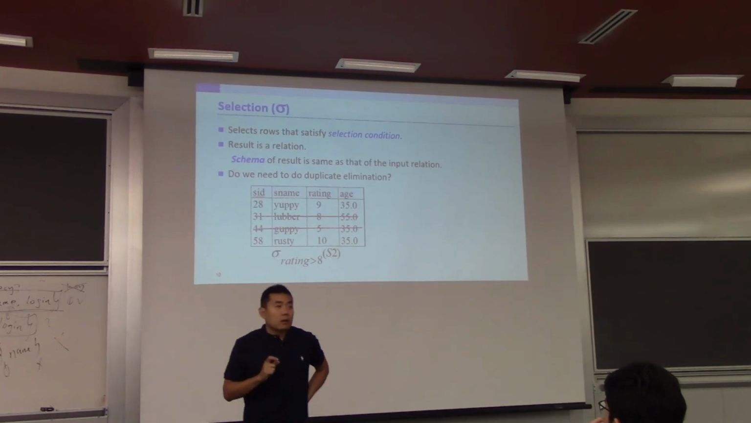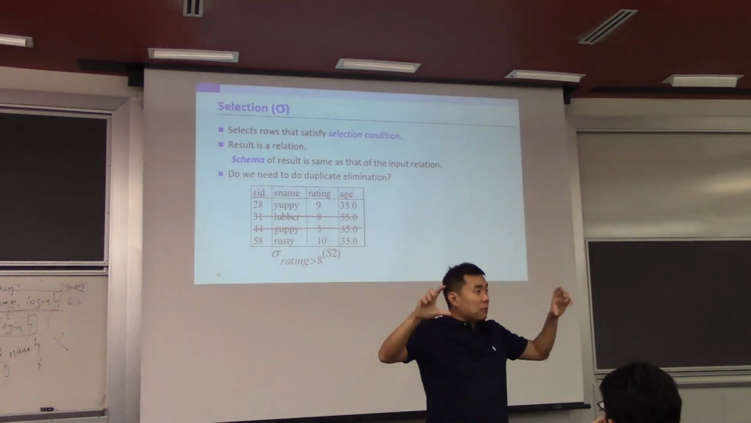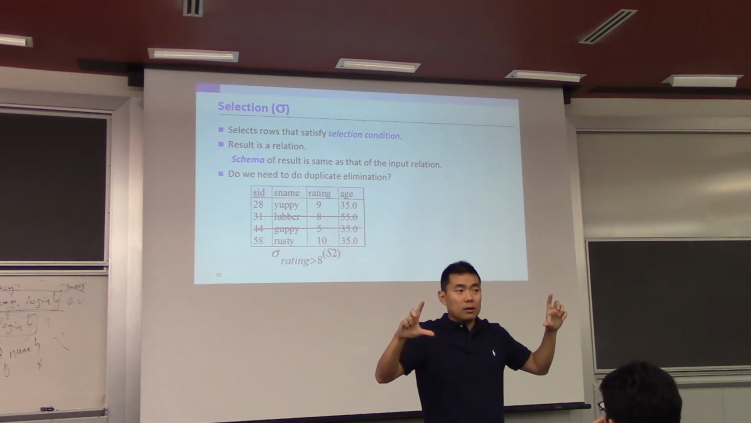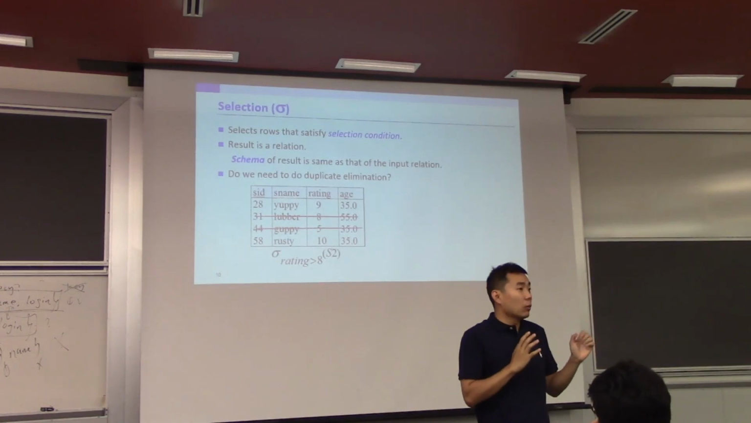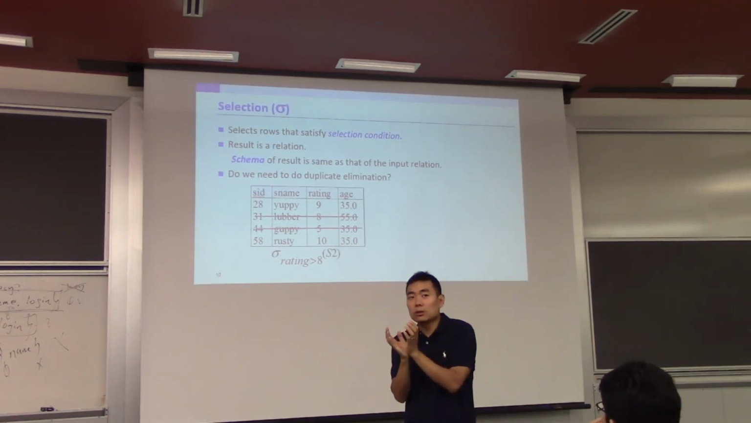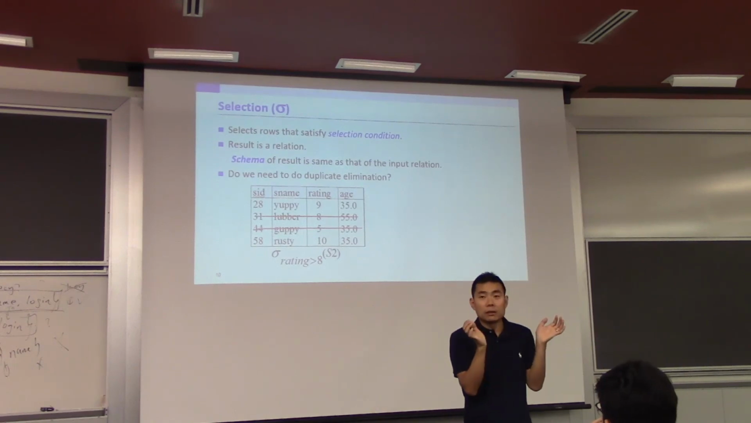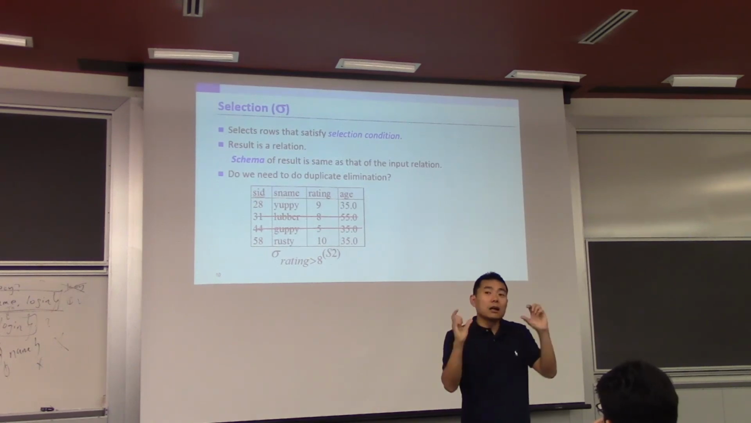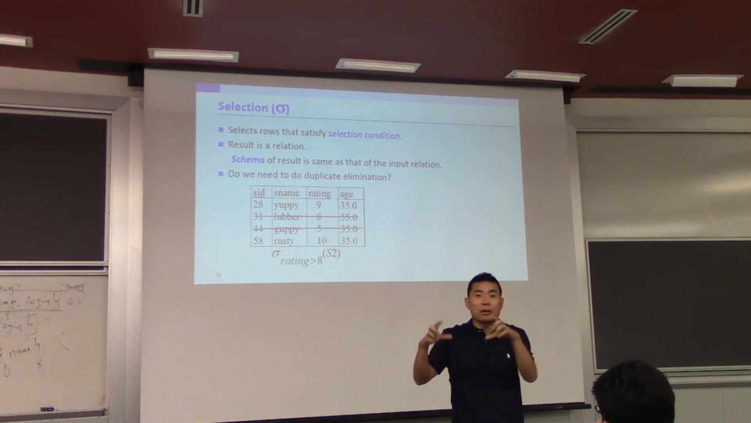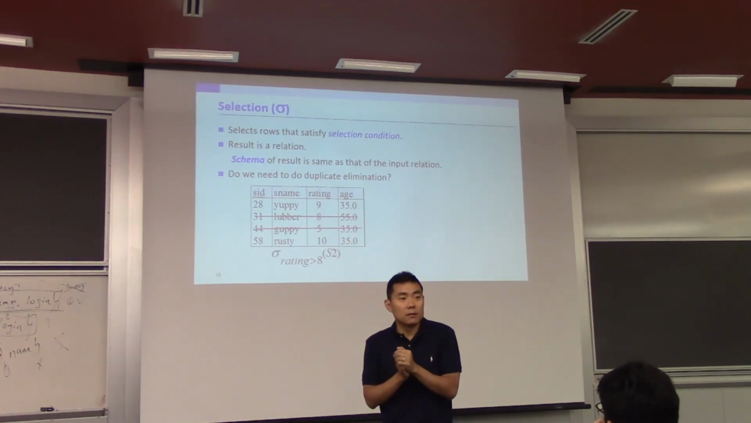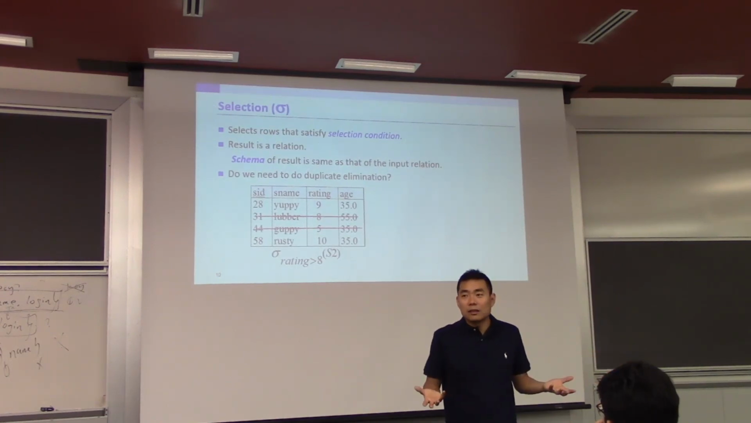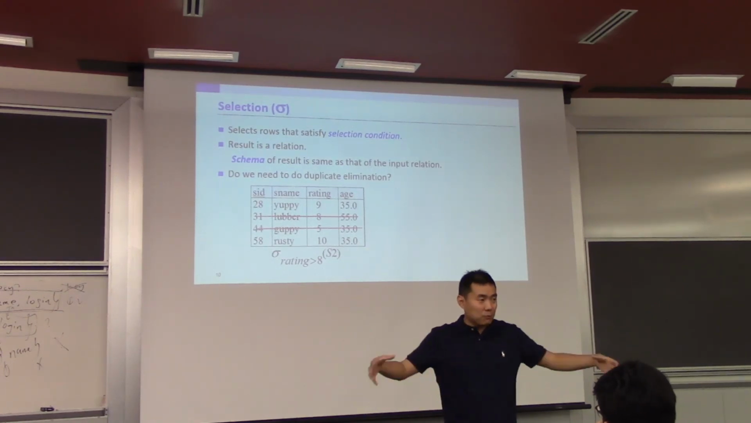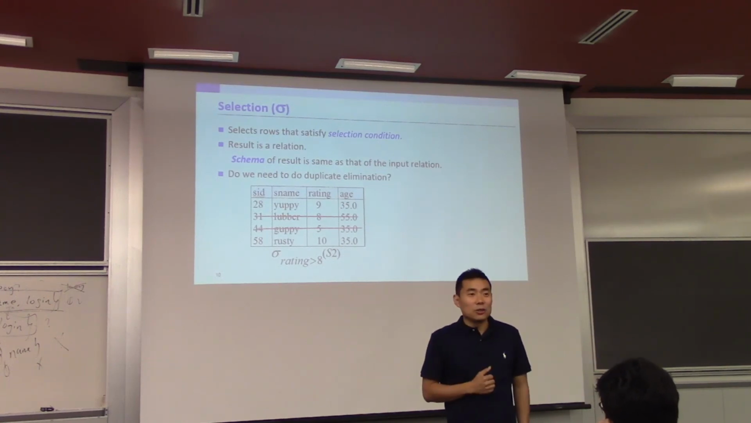Speaking of that, because you are selecting a subset from a set, you don't have to worry about duplicate elimination for selection. Why? Because the input is a relational instance, which means it's duplicate free. If you are selecting a subset from a set that's duplicate free, the subset is guaranteed to be duplicate free. If you have a bag of balls of different colors, you select a subset of balls, they are guaranteed to be different colors, right? If you can manage to find two red colored balls from a bag of balls with different colors, you go on America's Got Talent.